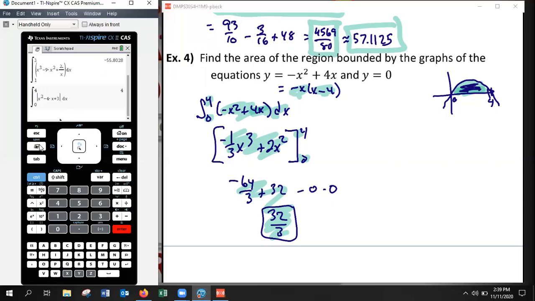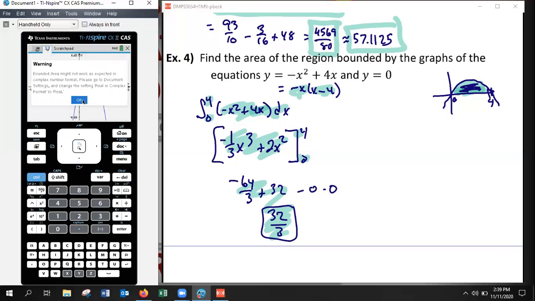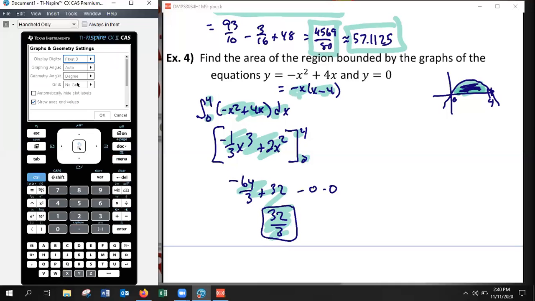So without further ado, let's go ahead and go to the graphing screen. I'm going to graph negative x squared plus 4x. And I have a graph that looks like this. So one of the features that I want to explore is under menu, analyze graph. I want to look for the bounded area. So apparently I am in complex numbers, so it's warning me to change to real or complex. So I need to change my settings really quickly.